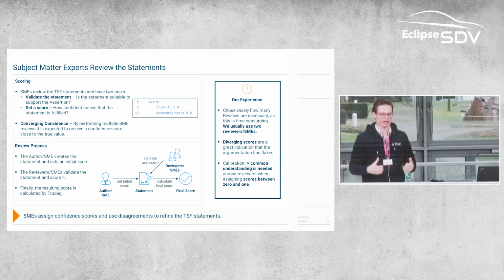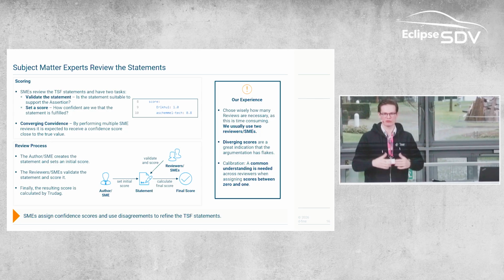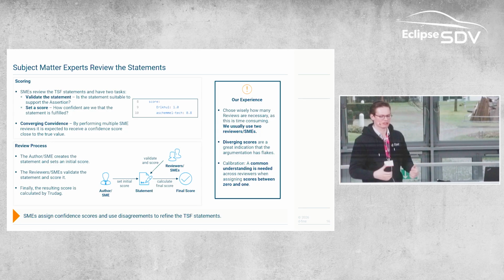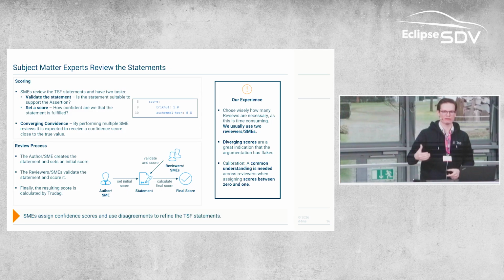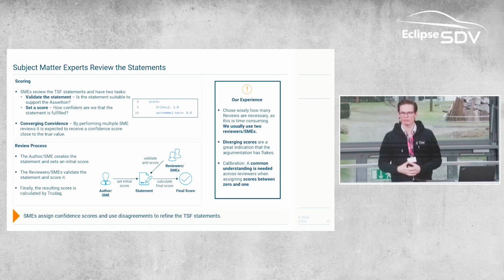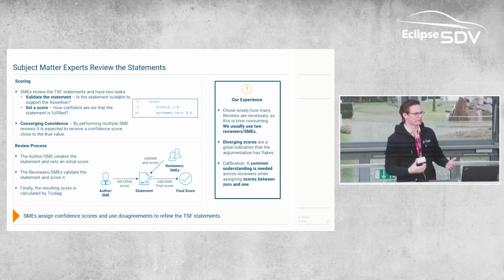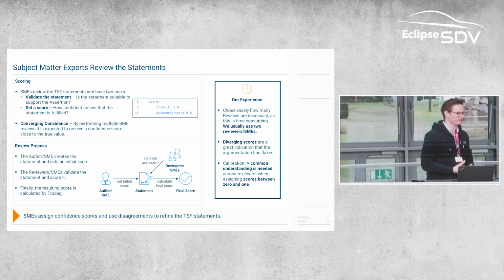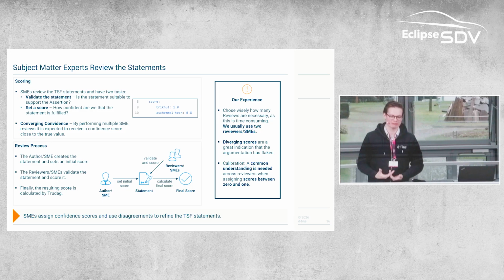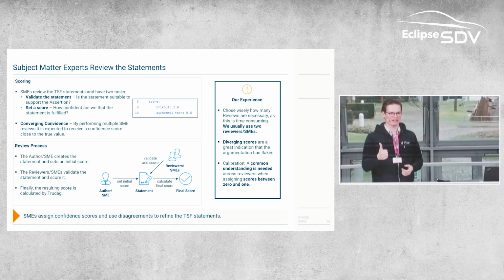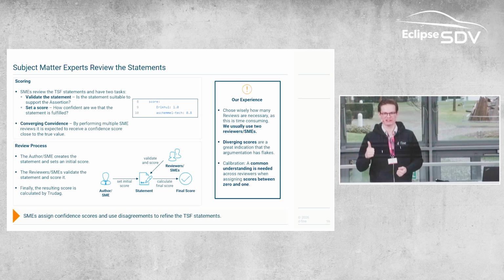So we start by having an author creating the statement, setting an initial score for that, and then starting a review cycle. We have colleagues from OEMs, but also from Tier 1 suppliers that take this over, then have a look at that statement and set their own score. What we learned from the process basically is choose wisely how many reviewers you need, because not each statement is as important as the others are.